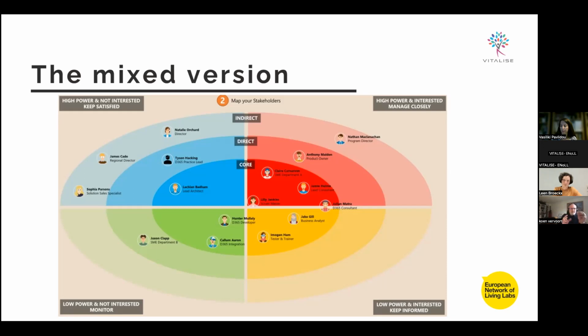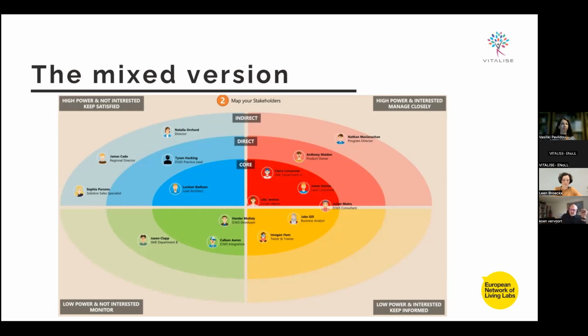So you can do this, but you can still use the 6 degrees of separation to see how far from the core these people are. You see? So in each of the circles, in the middle circle, you map them on the power interest matrix, then the second one you map them, and the third one, and so on and so on. And then you get this kind of view.